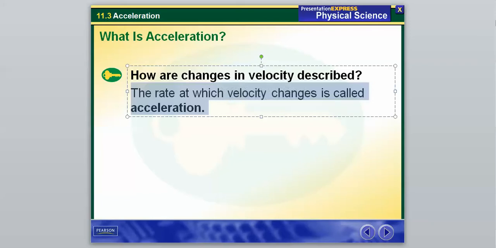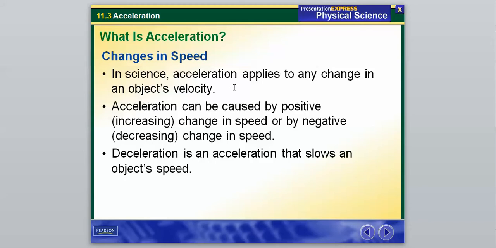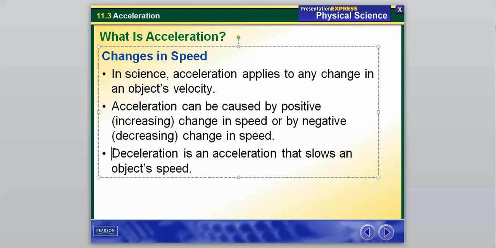In science, acceleration applies to any change in an object's velocity. That means it can either be a positive or increasing change in speed, or a negative or decreasing change in speed. The name that we have for the decreasing is deceleration. So you've probably heard it like this: deceleration is an acceleration that slows an object's speed.